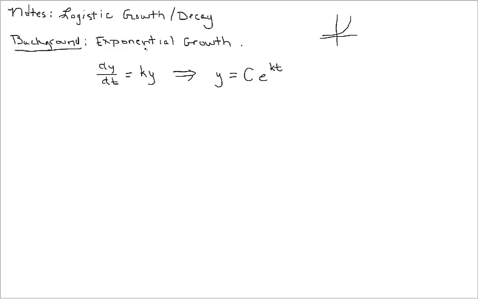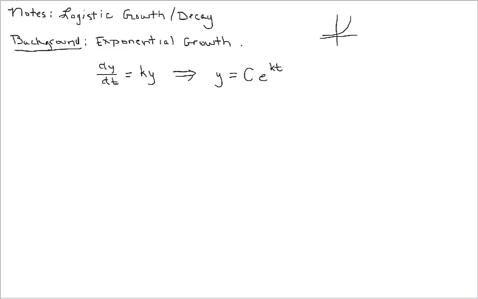If something grows exponentially, it would have this form of a derivative and this form of a solution. So this is exponential growth, where the function itself grows without bound. Now to tie in the words logistic growth and decay: exponential growth is unlimited, as you can see from this visual right here.